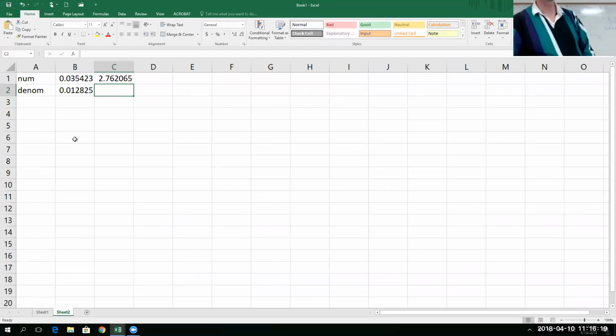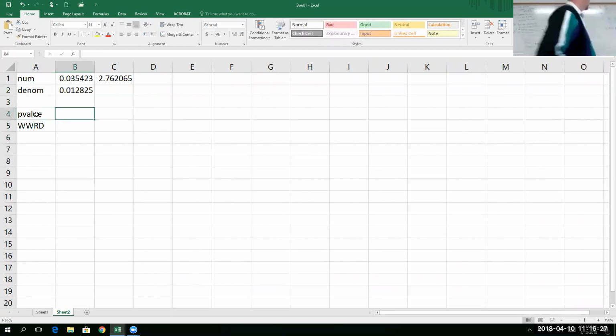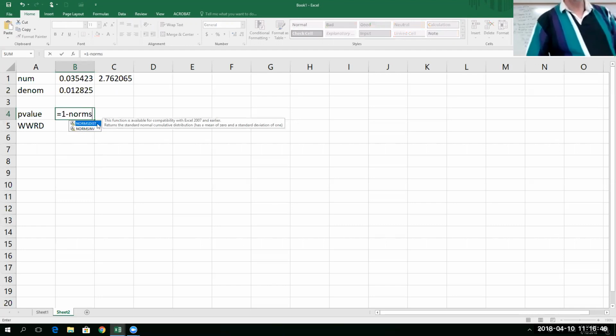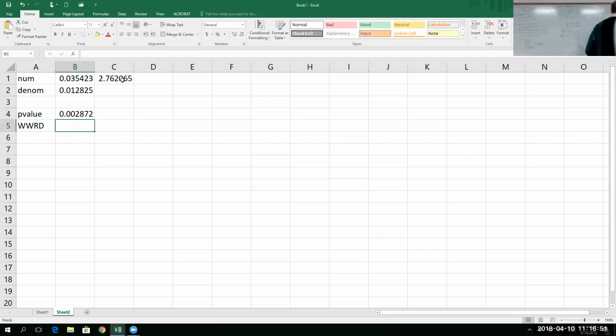Find the p-value. What's the key phrase on the p-value? What would Rick do? Rick would draw a picture. Whenever you're doing this, always draw a picture. My picture: if it's a standard normal, the mean is? 0. How many standard deviations am I away? 2.76. If I'm using the computer, it's going to be 1 minus norm s dist of 2.76. That gives me 0.0028. This area here is 0.0028, right?